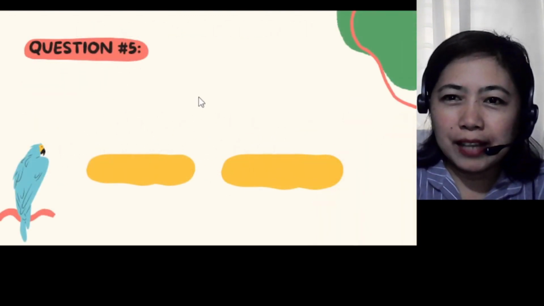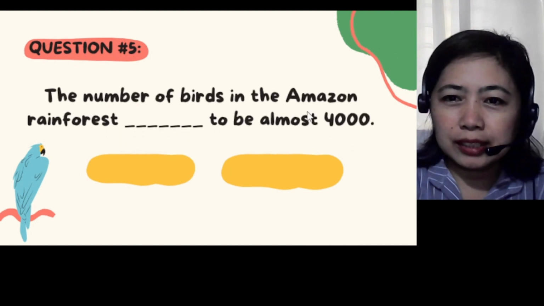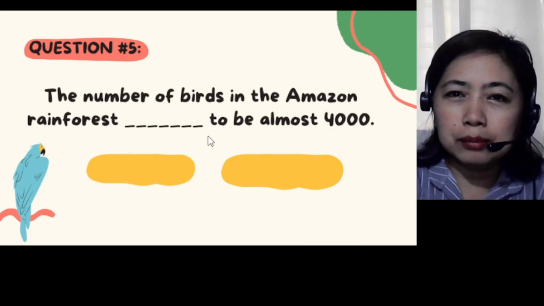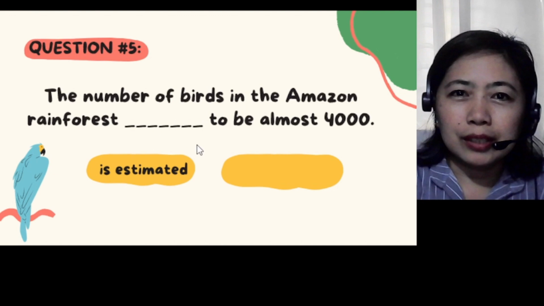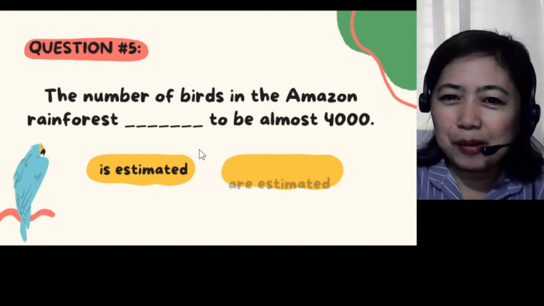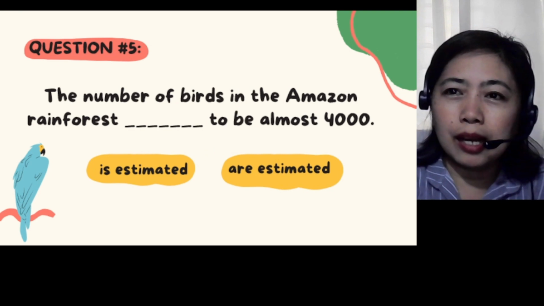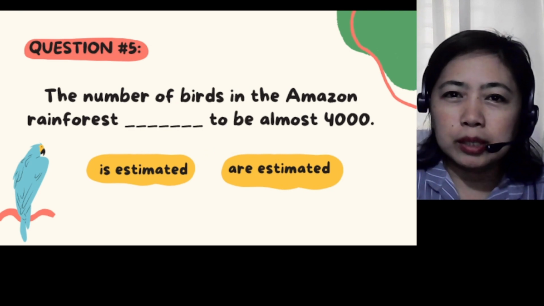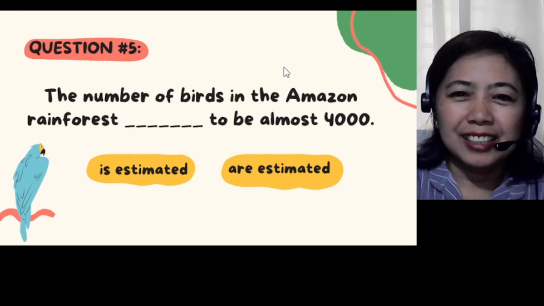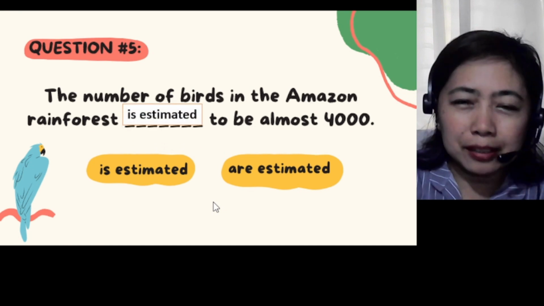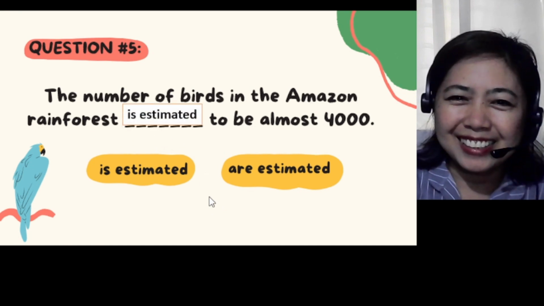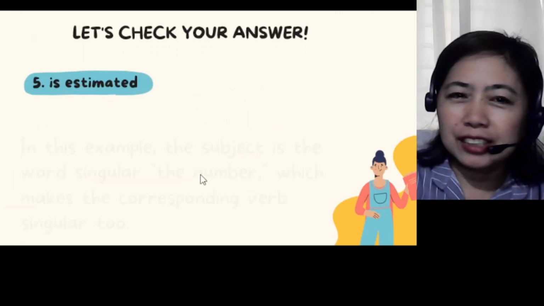Let's have question number 5. The number of birds in the Amazon rainforest blank to be almost 4,000. Is it estimated, is estimated, or are estimated? This is actually a rule between the number and a number. So what should be the verb here? The correct verb is estimated. Why is that so? Let's check it here.